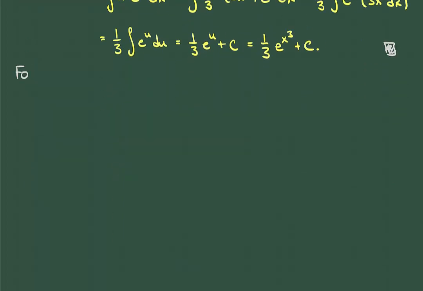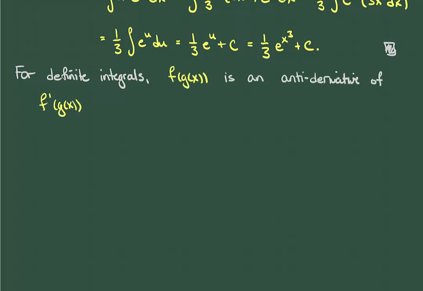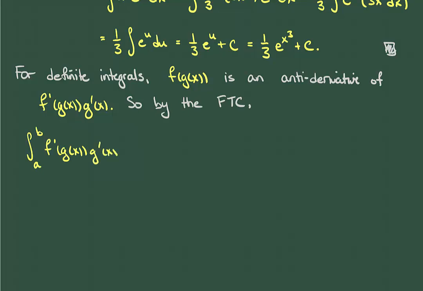Finally, we move on to definite integrals. We're going to start by noting that f of g of x is an antiderivative for f prime g of x g prime x. Thus, by the fundamental theorem, we can evaluate this integral by plugging in the bounds of integration into an appropriate antiderivative.